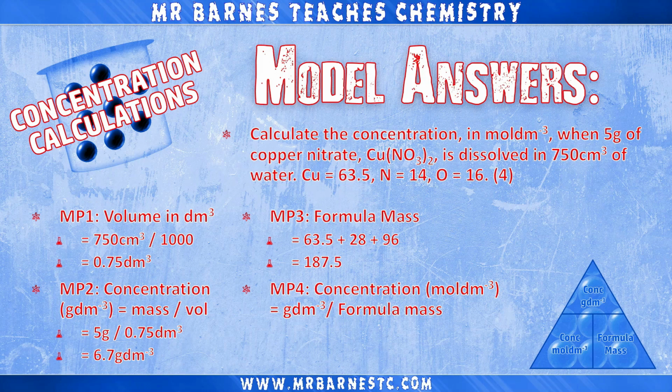Finally, we need to convert grams per decimeter cubed into moles per decimeter cubed. To do this, we divide the grams per decimeter cubed by the formula mass, so 6.7 divided by 187.5, giving you a final answer of 0.036 moles per decimeter cubed.